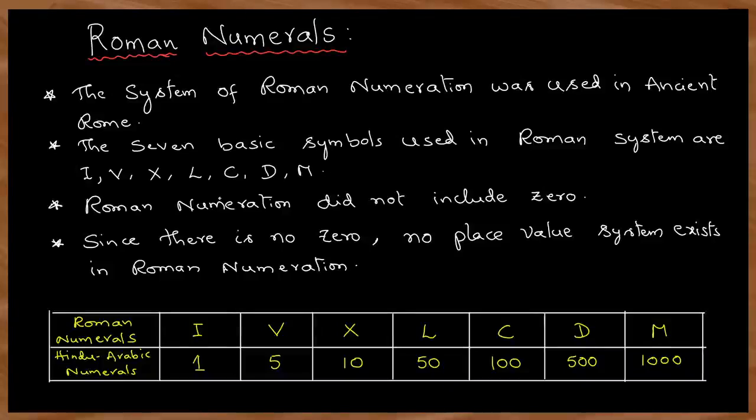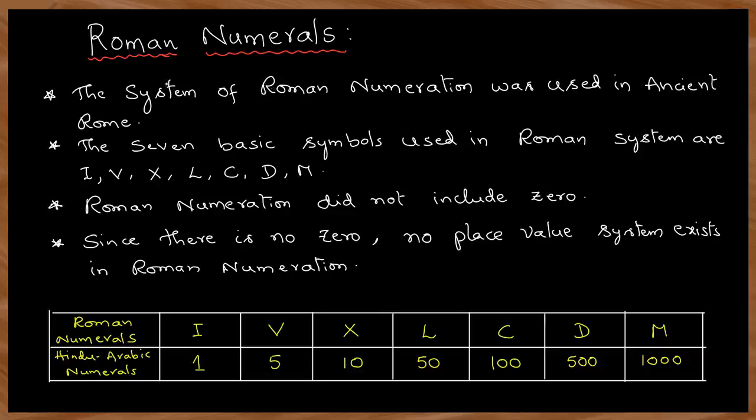Good morning, students. Up to now, we have learned the estimation of the numbers nearest to the tens, nearest to the hundreds, thousands, 10,000s, lakhs. Now, we are going to learn about the Roman numerals. So, this is one type of number system, like the Indian system of numeration and the international system of numeration.